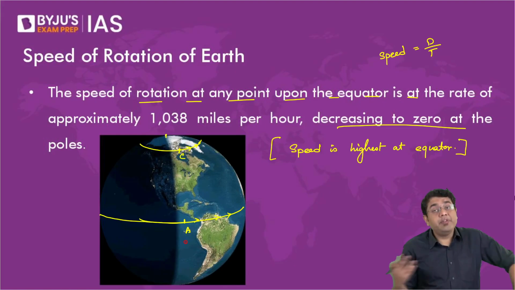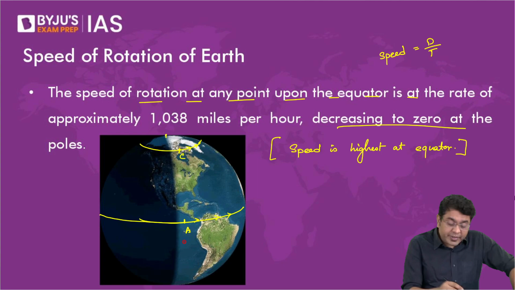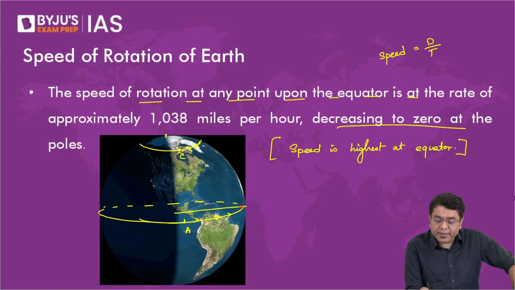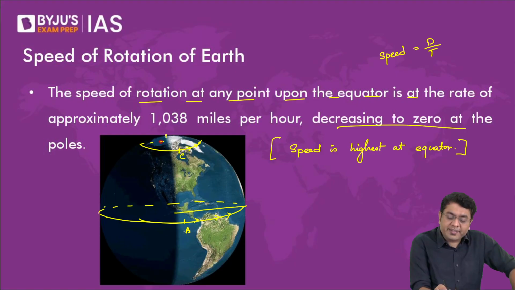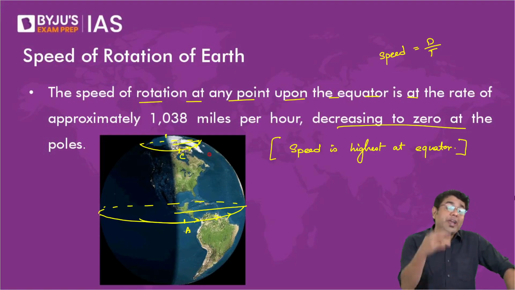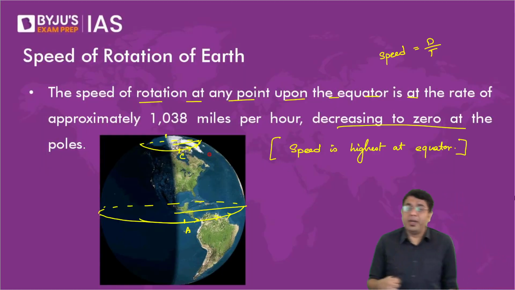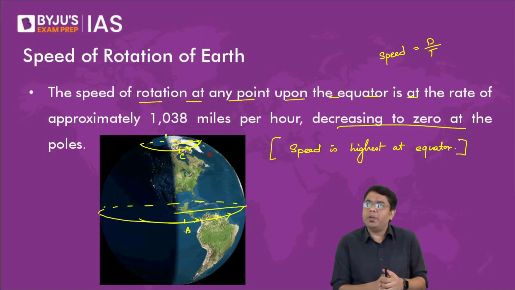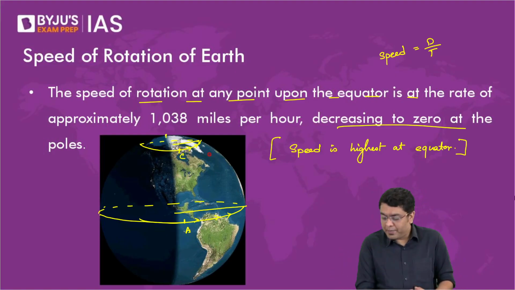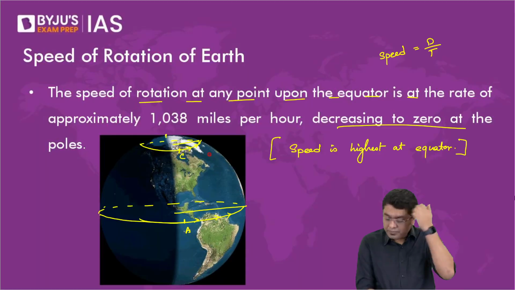The distance covered by A will always be greater, because in one rotation, A covers a larger part of the planet, a larger radius is covered, isn't it? And in that rotation, how much distance has C covered? This smaller distance. So if the distance covered is different in the same time period, can we ever say that the speed of rotation will be the same? Never. Okay, I hope that is understood.